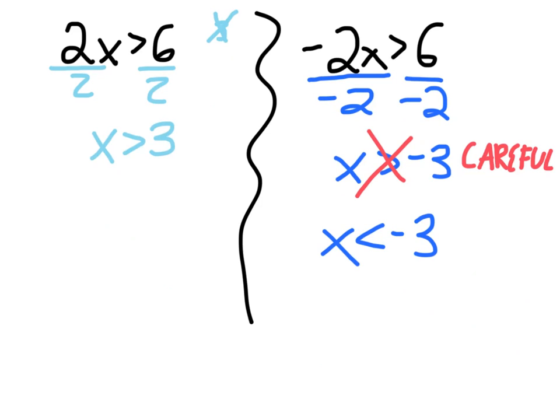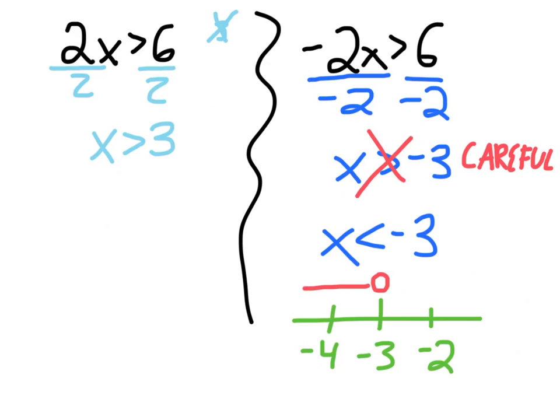If we look at a number line, we have negative 4, negative 3, negative 2. And we want all of the numbers that are less than negative 3, not including negative 3. So let's test this to make sure it makes sense. If we go back to our original inequality and choose negative 2, which we said shouldn't work, then negative 2 times negative 2, which is 4, is not greater than 6, and that does not work with our inequality, which is good.